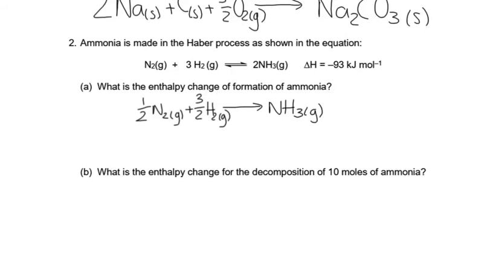So how does that equation relate to the one we've been given? Well, we can see it's half of everything. So the enthalpy change would be half the value. So if we halve minus 93, we get minus 46.5.